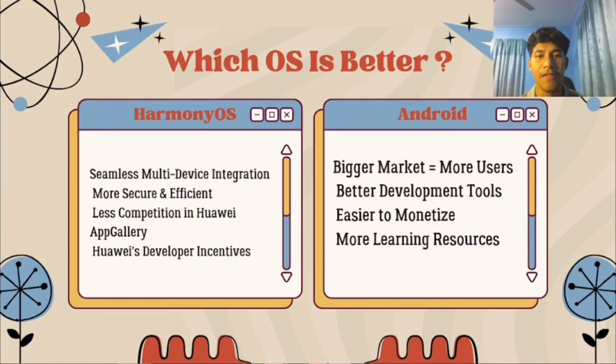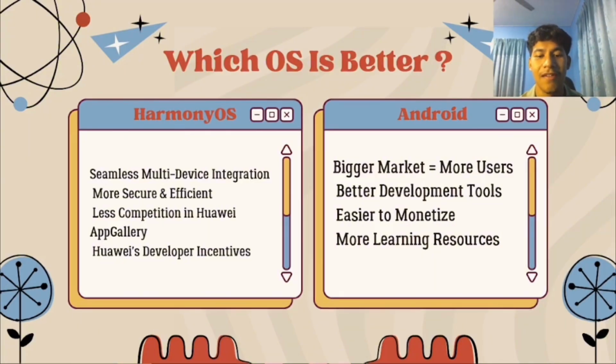The first one is the bigger market, or in other words, more users. Android is used by billions of people worldwide, making it easier to reach a global audience. The second one is better development tools. Android Studio is well developed and widely used, with strong community support.